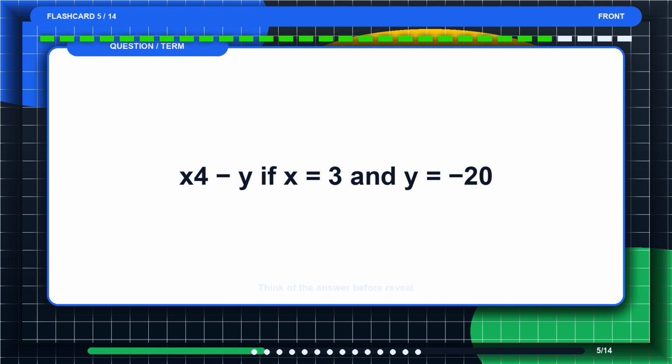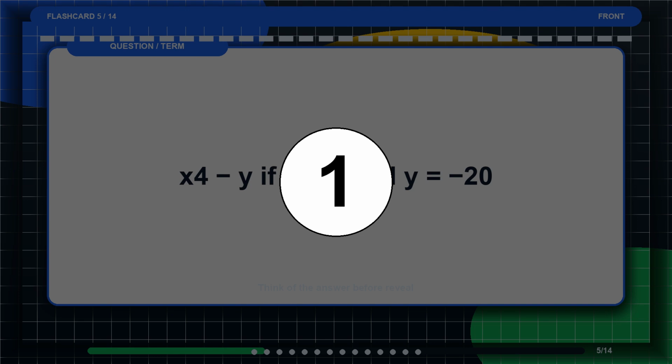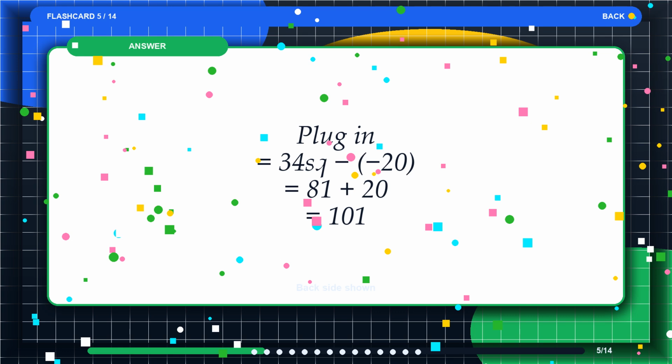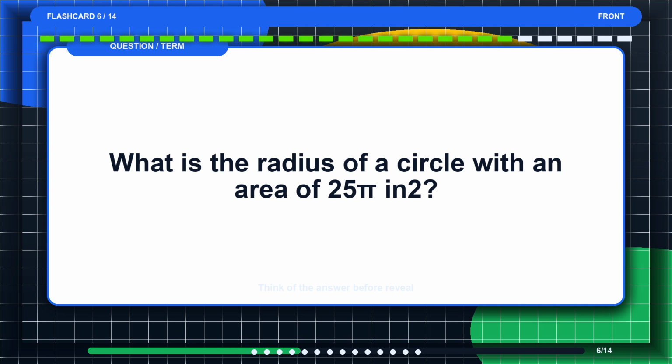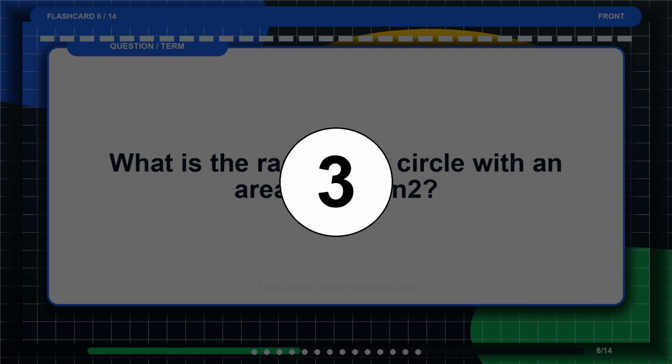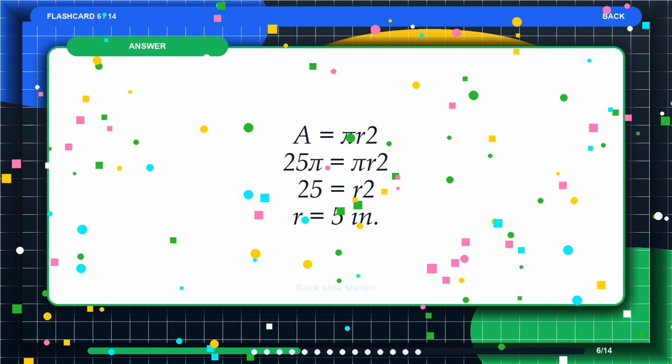Flashcard 5. Evaluate the expression if x equals 3 and y equals minus 20. Pause and think of the answer before the review. The answer is plugging in, 3 to the 4th minus 20 equals 81 plus 20 equals 101. Flashcard 6. What is the radius of a circle with an area of 25 pi square inches? Pause and think of the answer before the review. The answer is area equals pi r squared, 25 pi equals pi r squared, 25 equals r squared, r equals 5 inches.